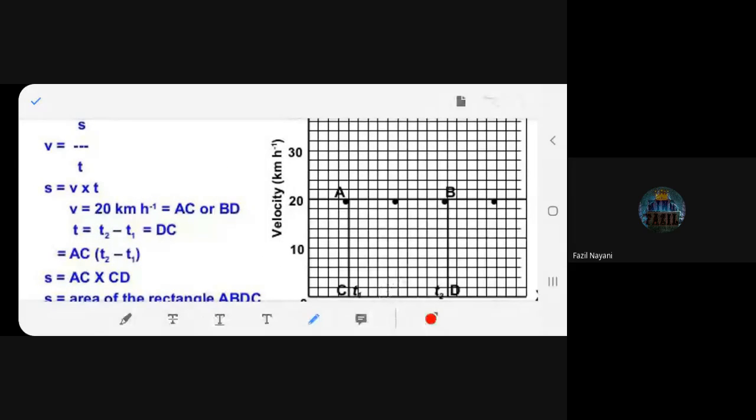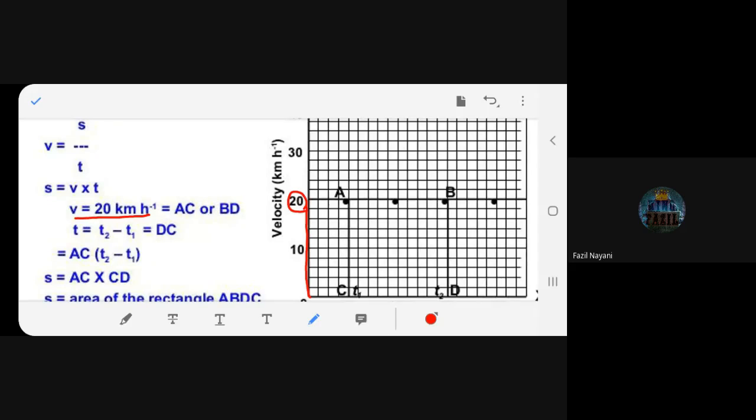Now what is given? V is equal to 20 kilometer per hour. This is given, isn't it? That the vehicle is moving with a constant speed or uniform speed of 20 kilometer per hour, right? So where is 20 kilometer per hour here? 20. Okay or not? So from here we will count, isn't it 20? From 0 to 20? Yes or no?